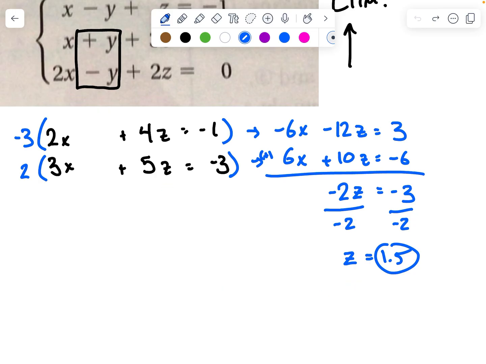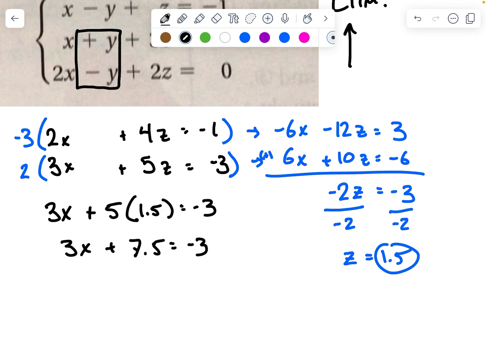I can put it in this z, or I could put it in this one. Whichever one you think is easier. Doesn't really make any difference. I'm going to go ahead and put it in the bottom one just because I have the space. So I'm going to put 3x plus 5 of the 1.5s is negative 3. So 3x plus 7.5 is negative 3.